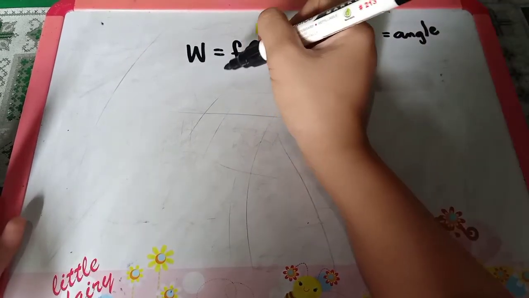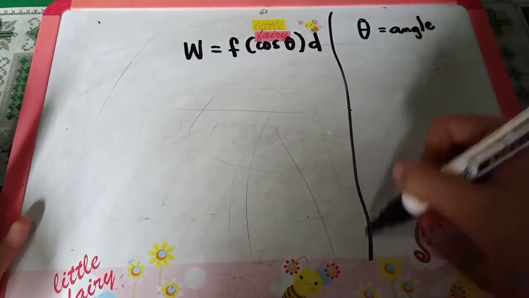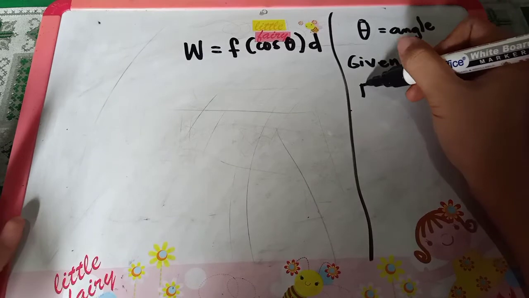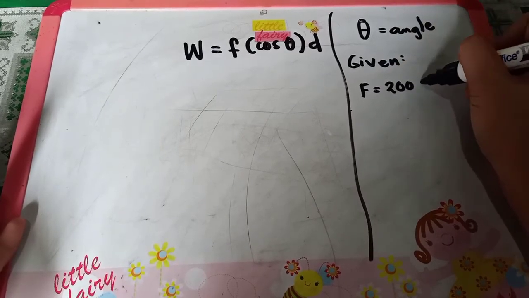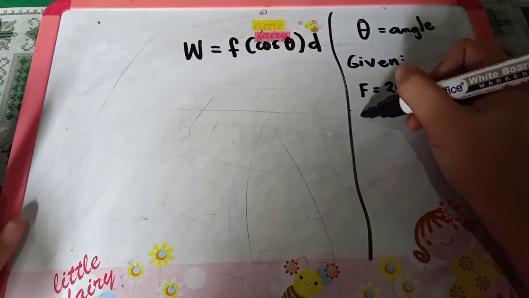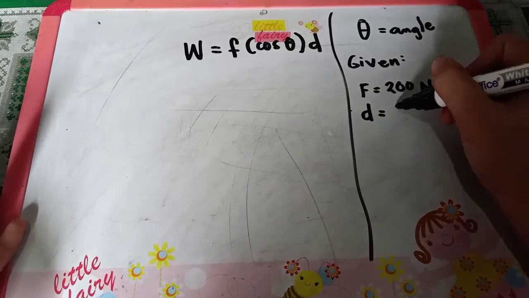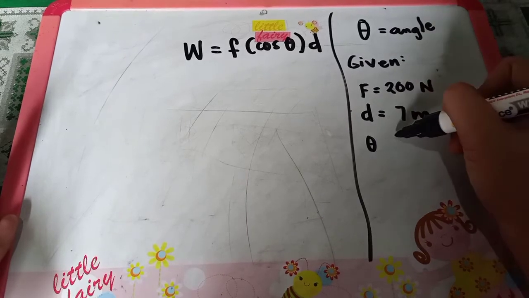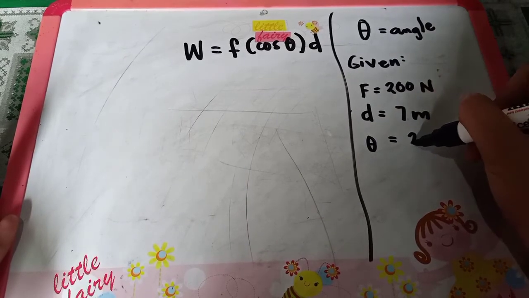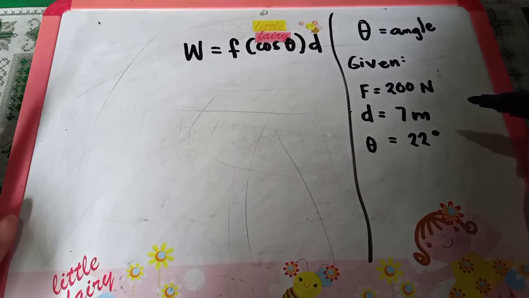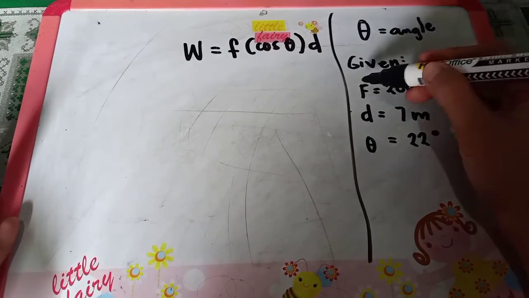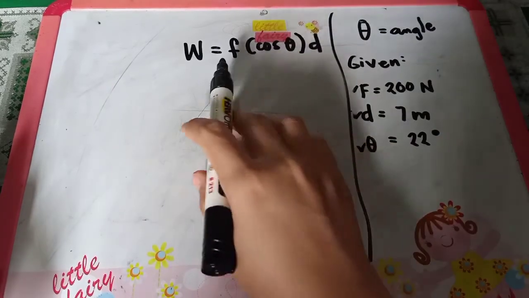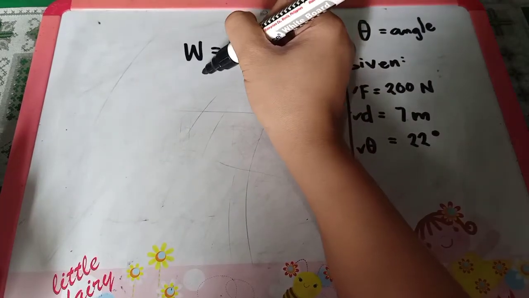Okay, so again, the first step in solving a problem is to identify the given. The force in the problem is 200 newtons, and then the displacement is 7 meters. The angle in the problem is 22 degrees. Okay, so everything is provided. Now let's go to our solving.